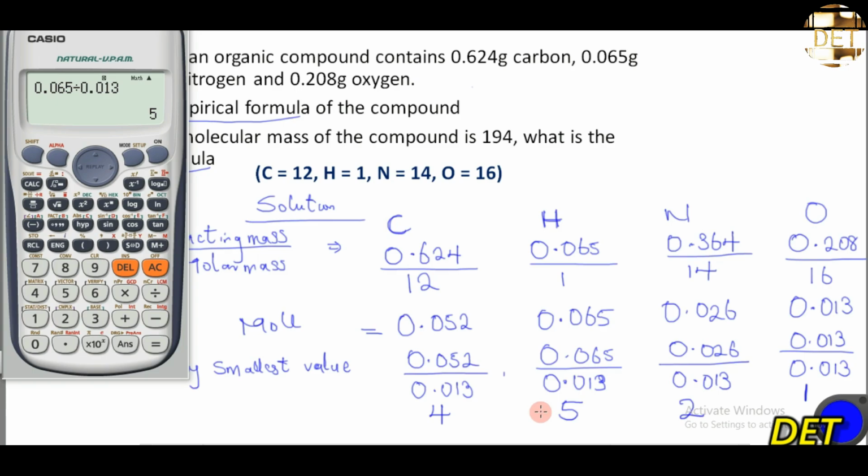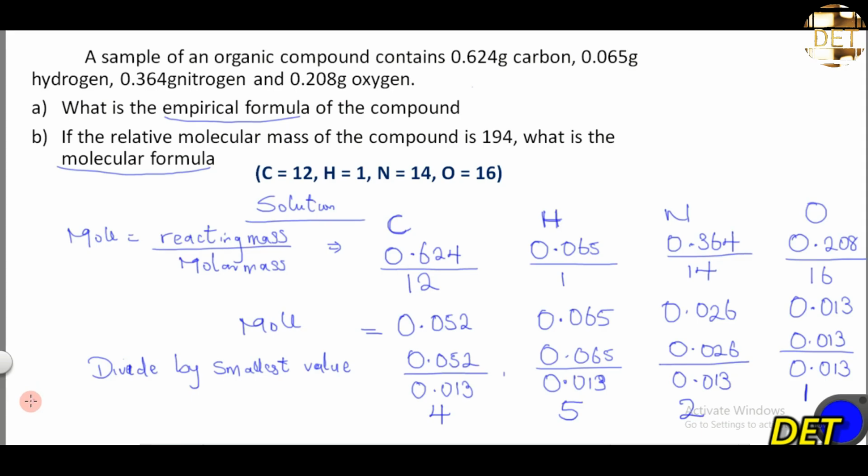So therefore, the empirical formula of the compound will be C. Let's just represent it as this. The empirical formula will be equal to, the carbon is what? Carbon is containing how many atoms? 4 atoms, right? So that will be C4.